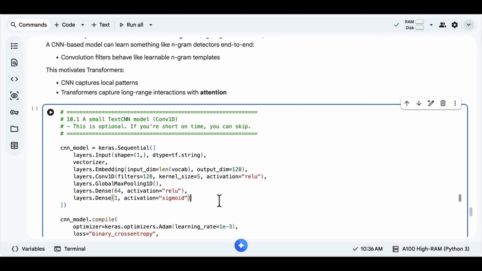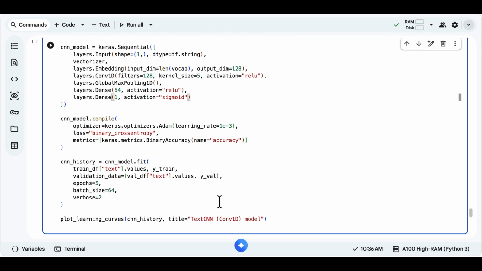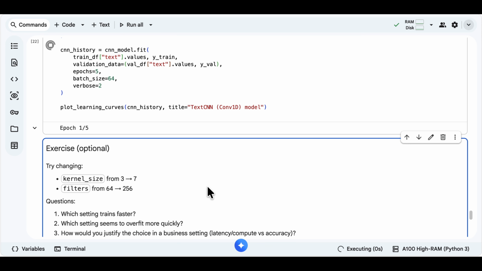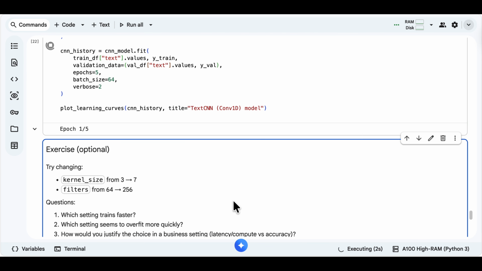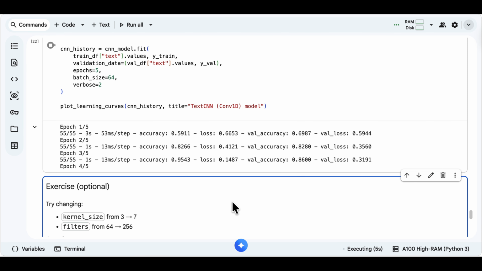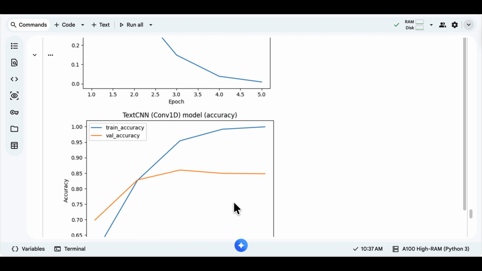This optional model adds a one-dimensional convolution layer. A convolution filter slides across the token sequence and learns local patterns, much like a trainable n-gram detector. Global max pooling then keeps the strongest detected signals.